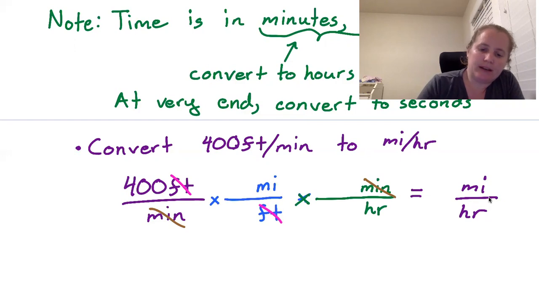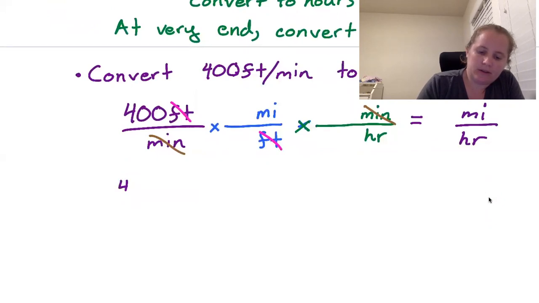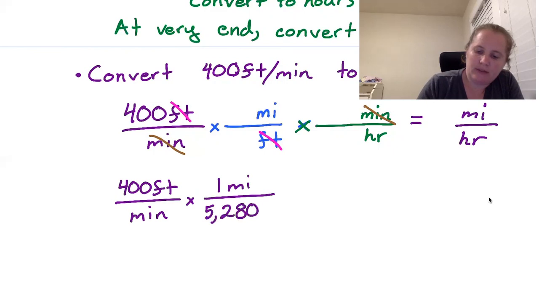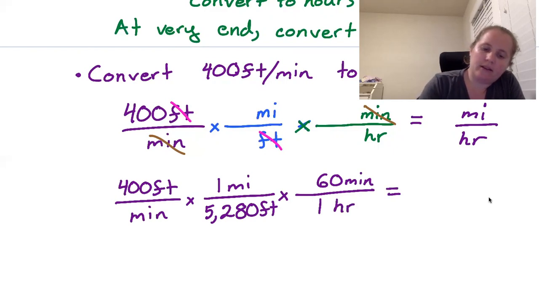So if we put this all together, we have 400 feet per minute times 1 mile per 5,280 feet. Then we have 60 minutes for 1 hour. And again, I have this set up so my feet cancel, the minutes cancel, and we are left indeed with miles per hour.